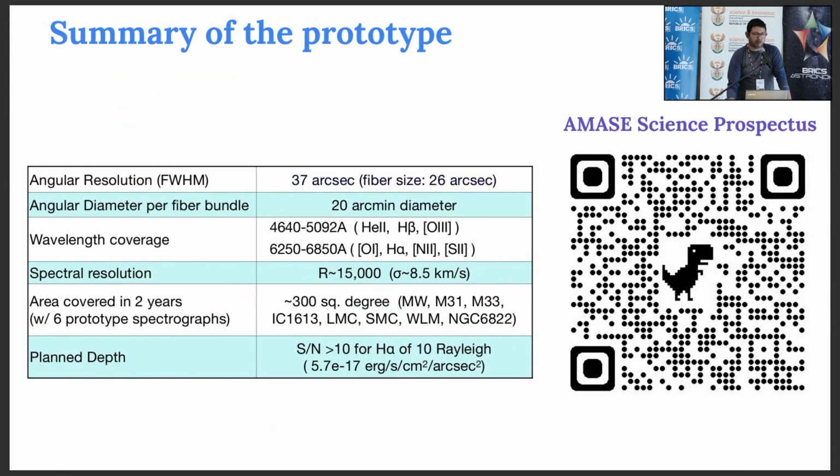And with that, I would just like to stop, and here's your prototype summary, what all it thinks it can do. If you want to look at what the science goals are, I just gave you a very quick overview of some of the key sciences, but there are several science goals that we want to achieve, including ionization, the mass-metallicity relation, etc. You can just scan that and have a look at it.